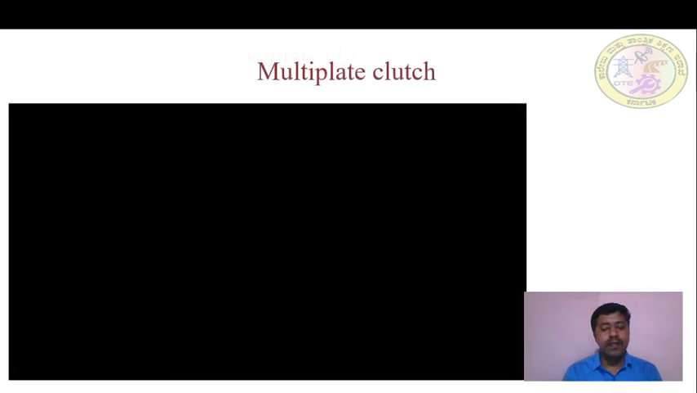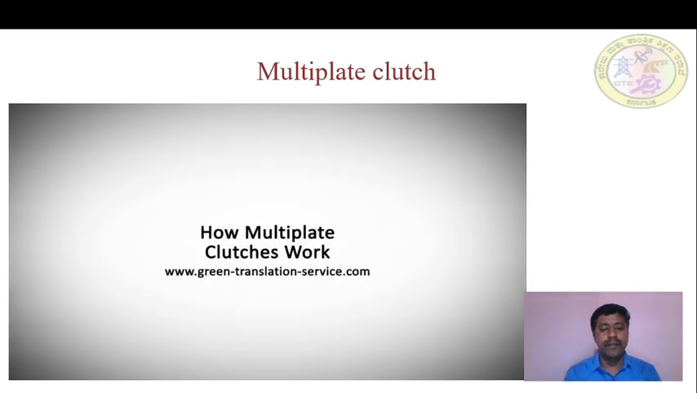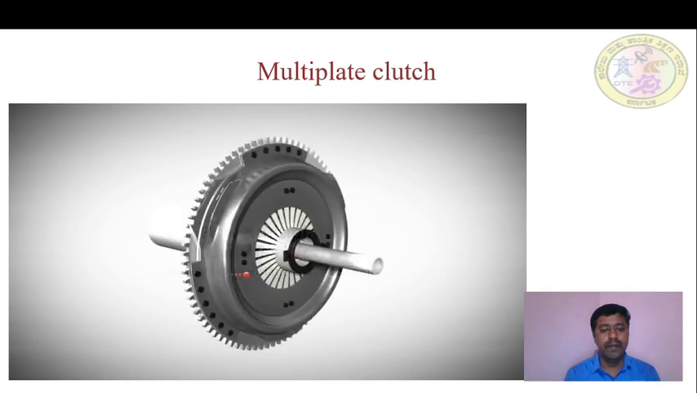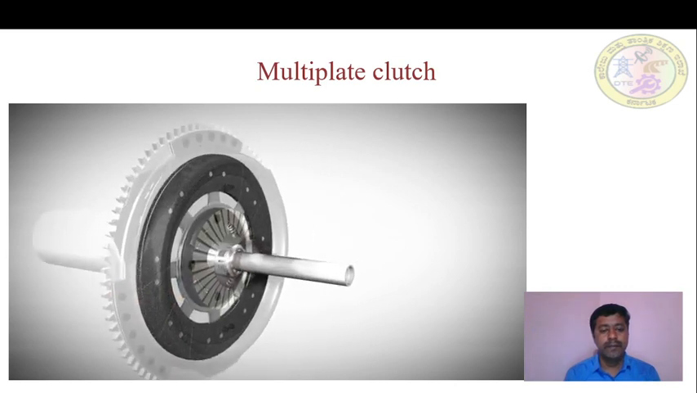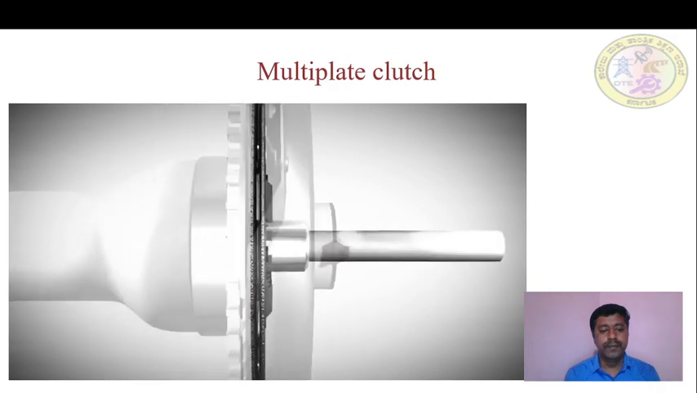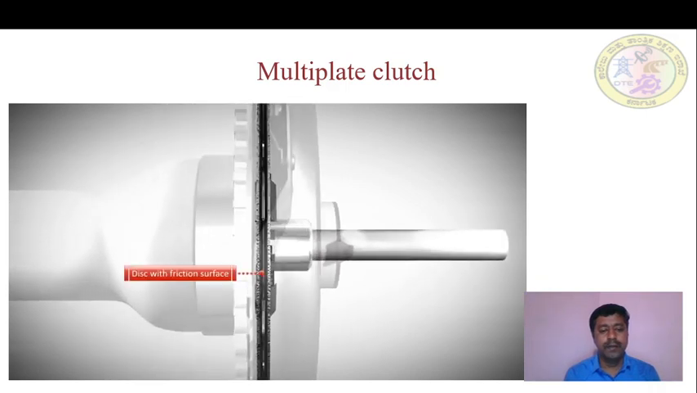Now see this animation to understand the working of multiplate clutch. Multiplate clutches work with several friction discs. Unlike dry friction clutches used in most cars with manual transmissions, where only one friction disc with two friction surfaces is used to transmit power from the engine to the transmission.